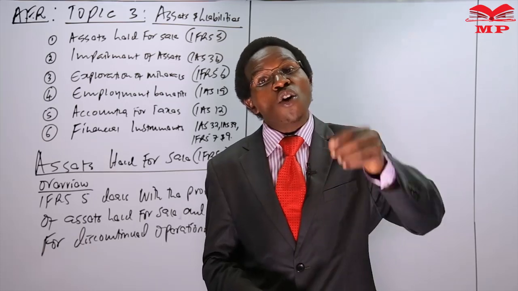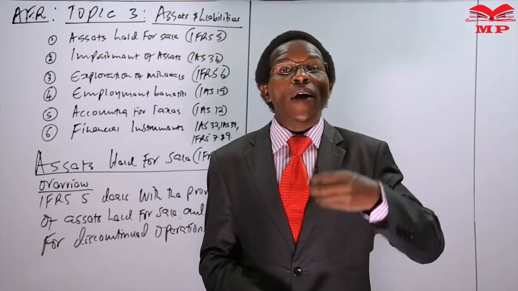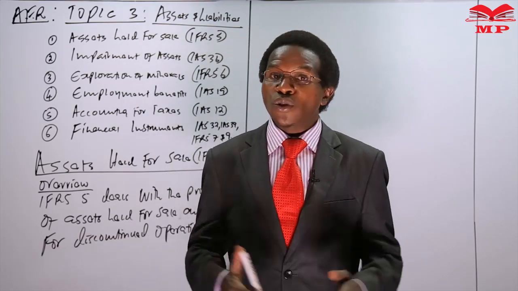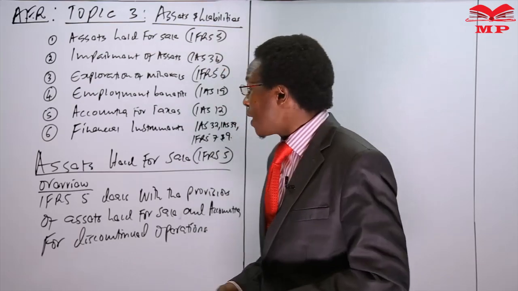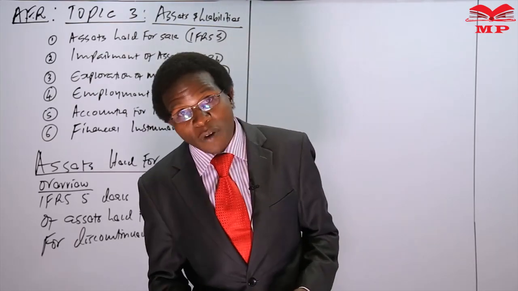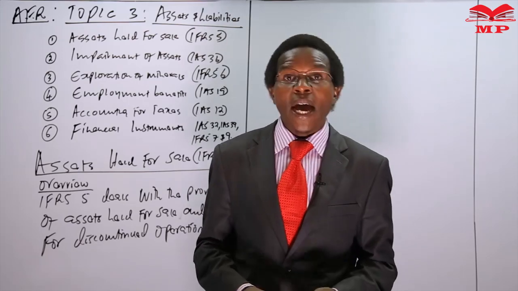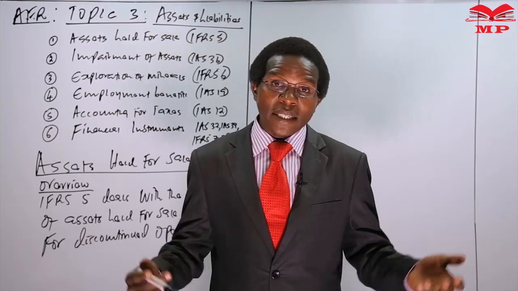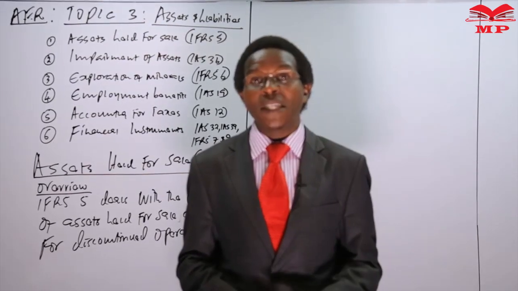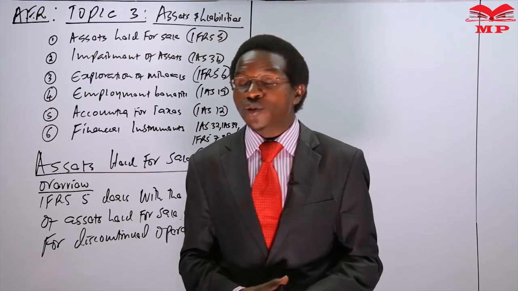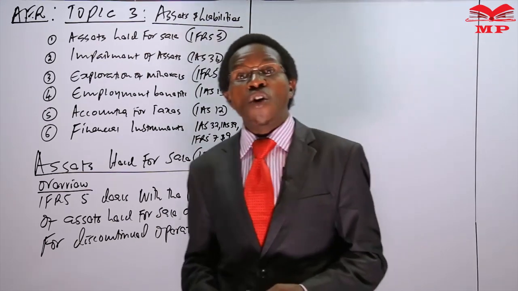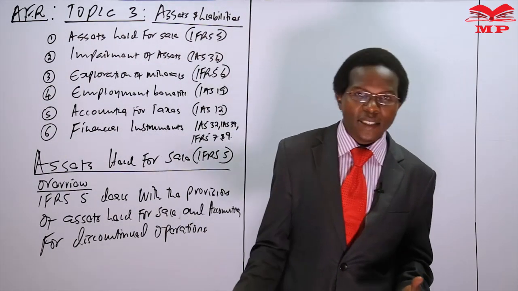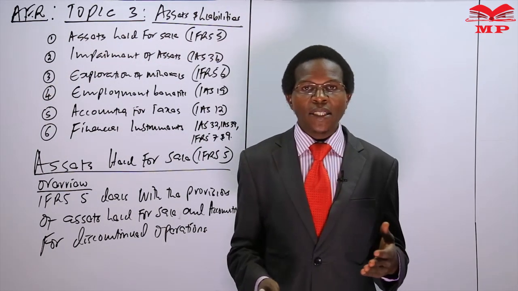Remember, we don't recognize any asset or liability of our discontinued operations in our statement of financial position. So that's simply what we have said about IFRS number 5, assets held for sale. And that will be the end of that topic and maybe that session. We'll start almost immediately the other session, and that will be dealing with the impairment of assets.